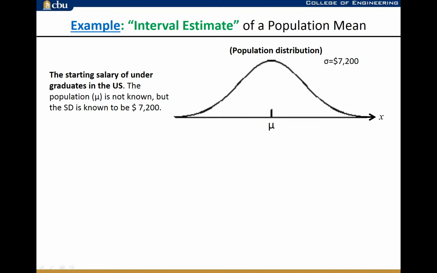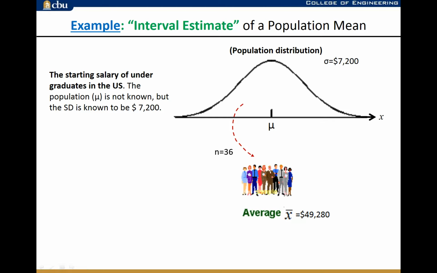Okay, so let's look at an example of an interval estimate of a population mean. The starting salary of undergraduates in the United States, we know that's mu. And then we know the standard deviation is known to be $3,200. So we randomly sample 36, like our class graduates, and then we find a point estimate, which is $49,280.